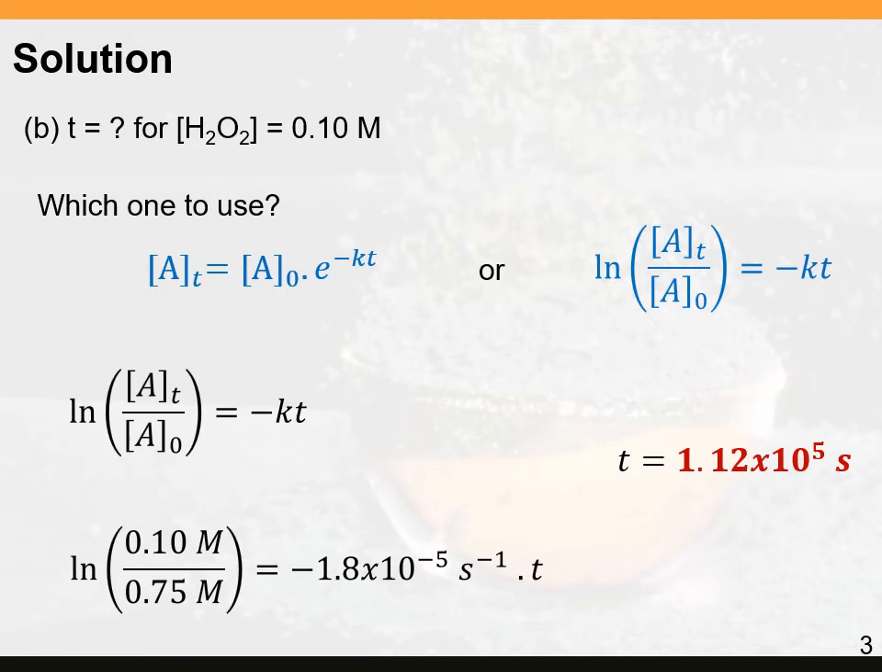In part B, we're asked the time that it takes for the peroxide concentration to drop to 0.10 molar. Because we are solving for time, we're going to use this form of the integrated rate law. Substituting the given values of concentration at time equals t divided by initial concentration and the rate constant, we solve time as 1.12 times 10 to the 5th seconds. If time is asked in a different unit, of course you need to do a conversion from seconds to whatever unit desired.